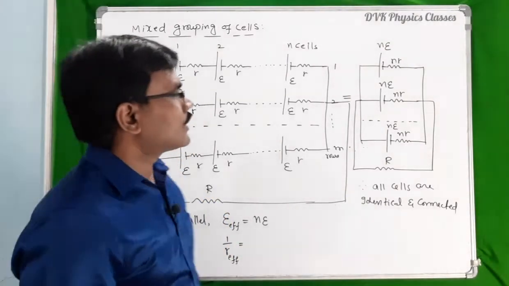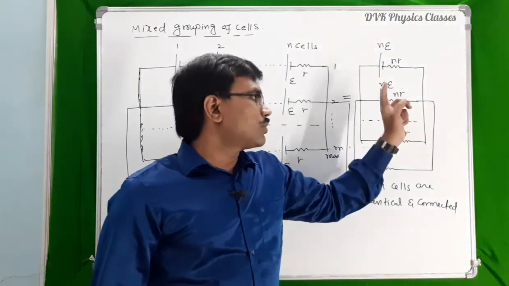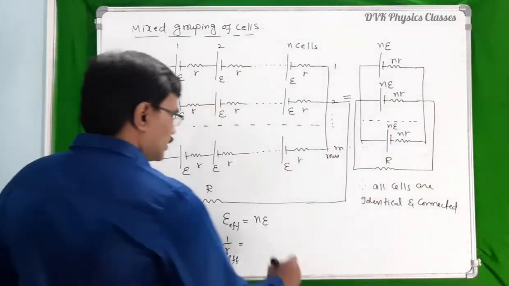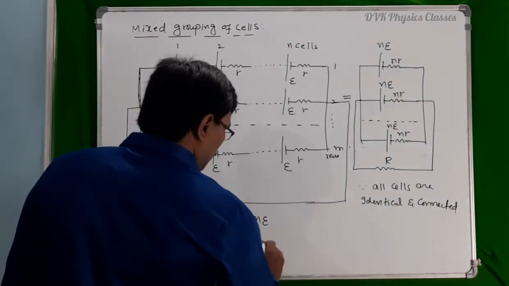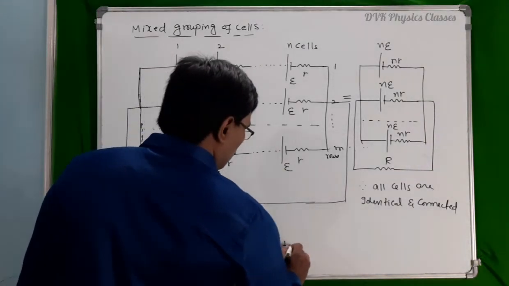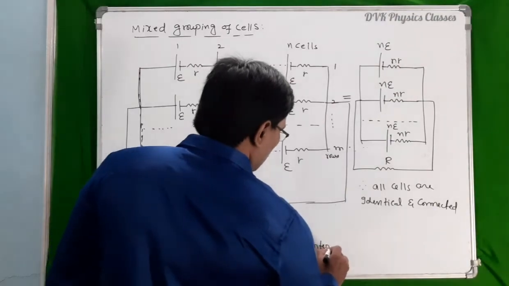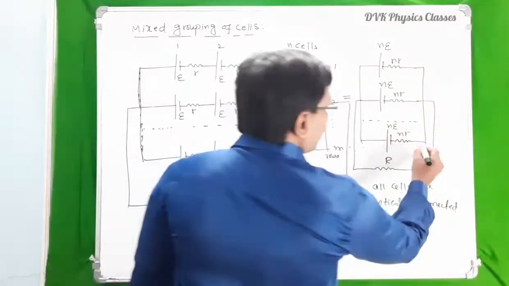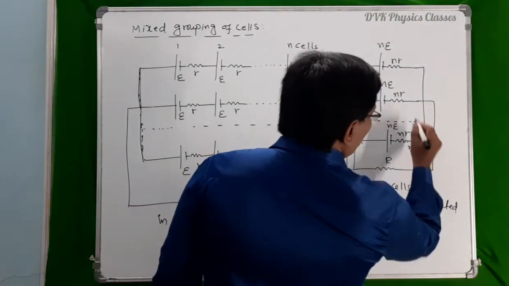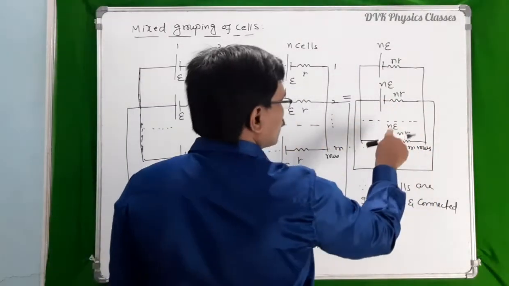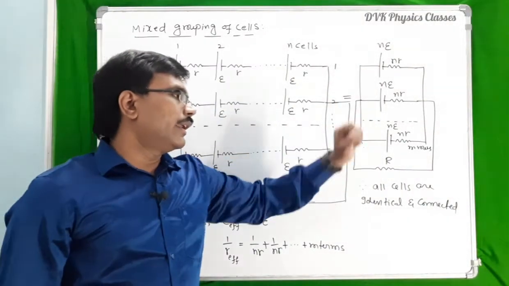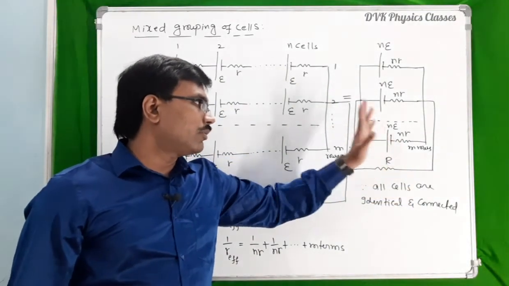Now, what is the internal resistance when the resistors are connected in parallel grouping? The effective resistance is 1 by R plus 1 by R plus 1 by R and so on. How many are there here? M resistors. So here, 1 by nr plus 1 by nr and so on, of m terms, because m cells are there. Here we have m rows, therefore m cells. First cell, second one and so on, all m cells are in parallel. Since all of them are identical, the effective EMF is equal to the EMF of a single cell.